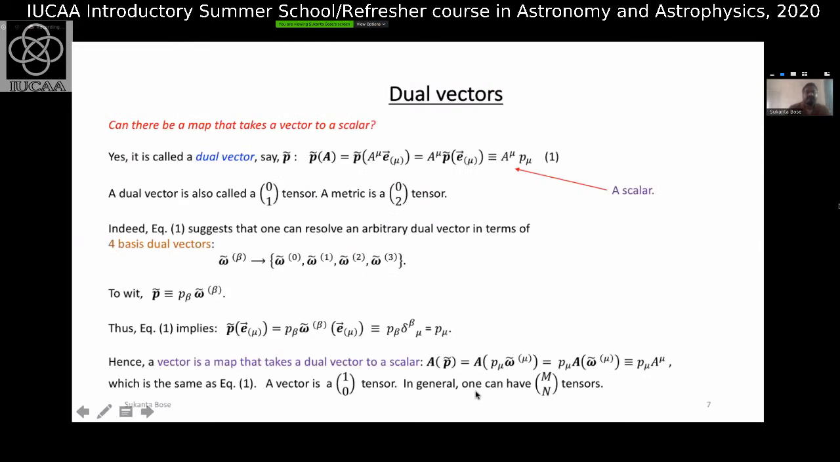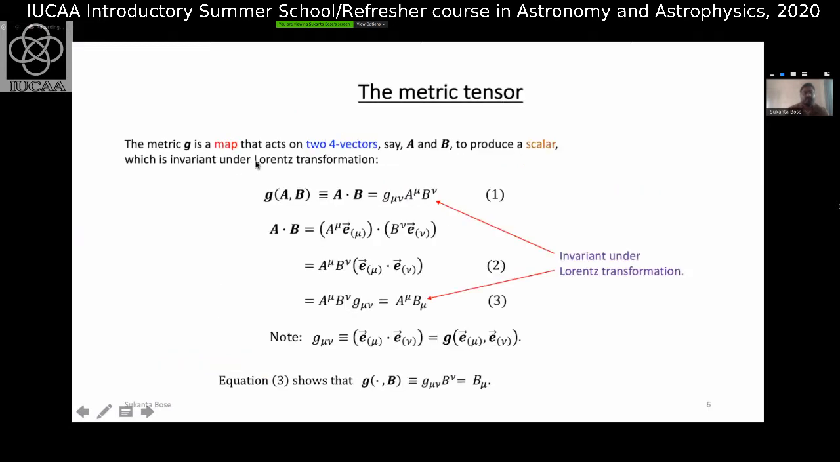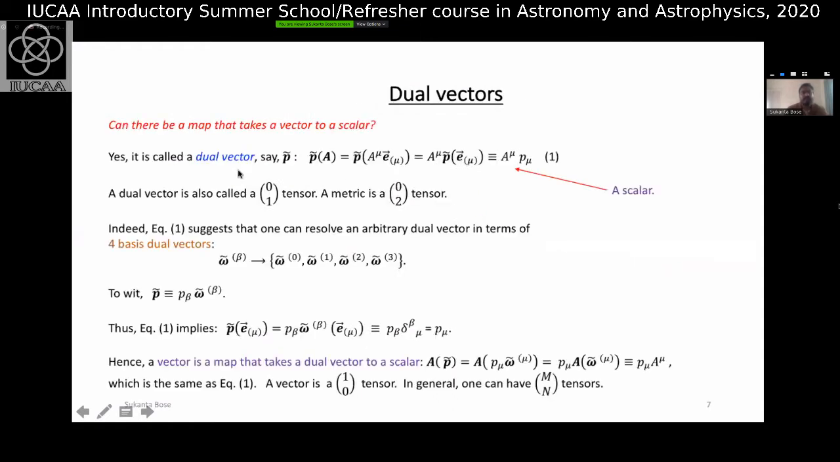So let us introduce them. When there is only a single index, they're related to one forms, but that's a technical term that I'm not going to go into details on. But I can introduce these dual vectors as follows. I can ask, okay, can there be a map that takes a vector to a scalar? Remember, this is a different question from the question on the metric. Metric was a map that took two vectors to a scalar. So now I'm saying, can we have a new map that takes only one vector to a scalar? And the answer to that question is yes, it is a dual vector.